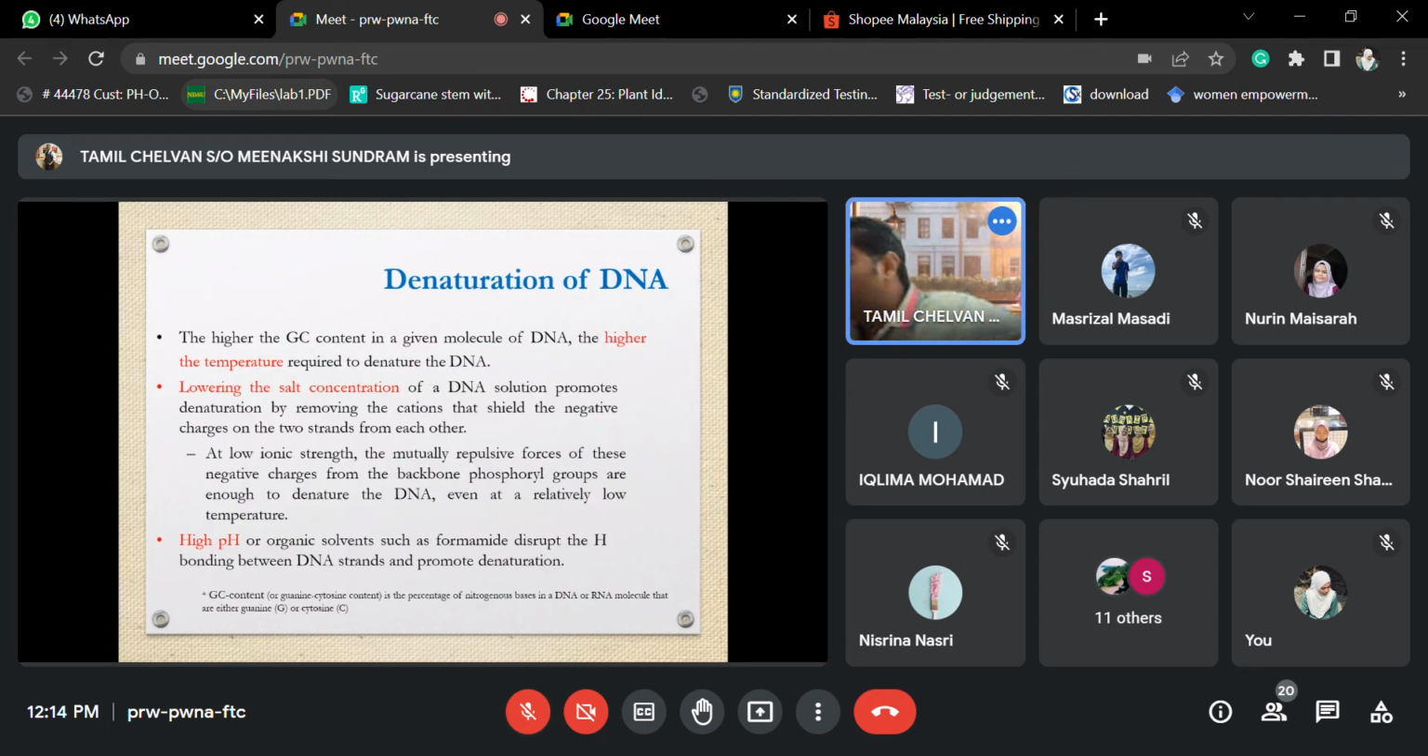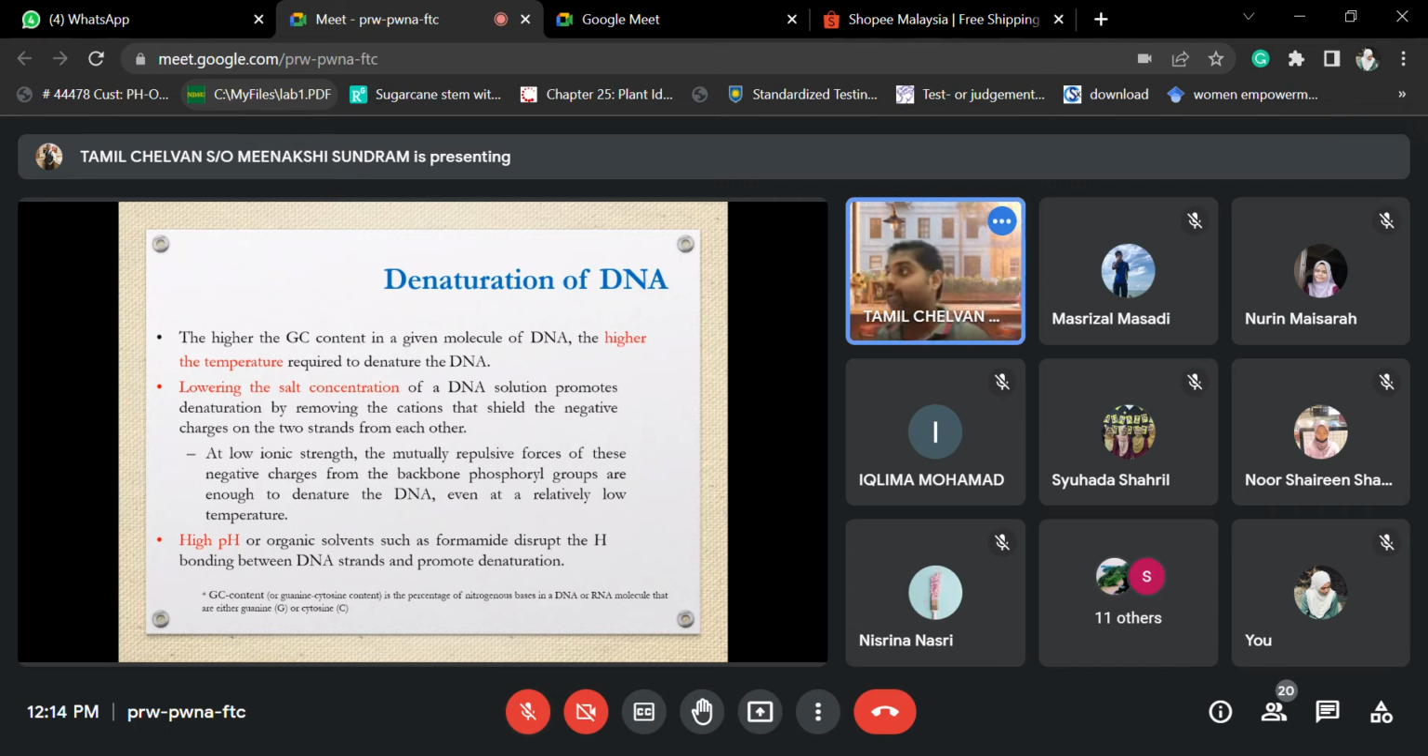The higher the GC content in a given molecule of DNA, the higher the temperature required to denature the DNA. Okay. So when the GC content is higher, it has more, it has 3 hydrogen bonds. So when it is higher, the temperature is higher because it has to break 3.